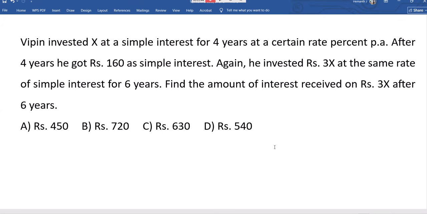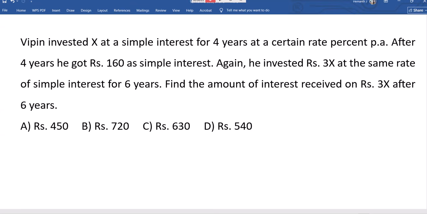Definitely interest will be triple. Investment triple means interest will triple. One thing you have to do is correction: put the same timing. First one is for how much time? Second one they are asking for a different time. First one also, bring it to 6 years.